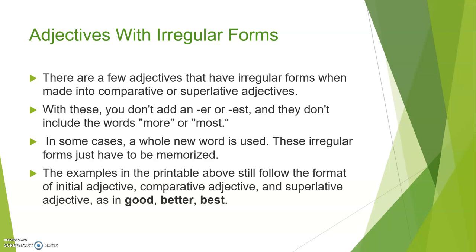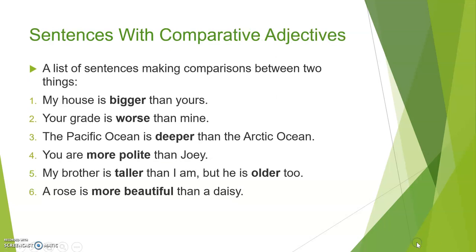The examples in the printable above still follow the format of initial adjective, comparative adjective, and superlative adjective in the following way: good, better, best. So in these examples we could see that good is the initial adjective, better is the comparative adjective, and best is the superlative adjective.